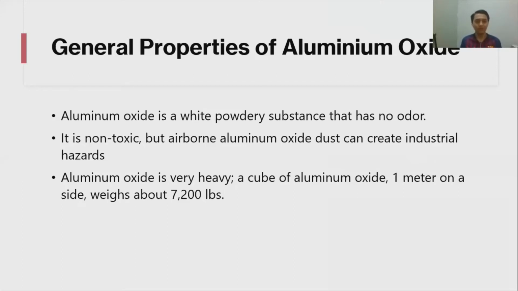Aluminium oxide is a white powdery substance that has no odor. It is non-toxic, but airborne aluminum oxide dust can create industrial hazards. Aluminum oxide is very heavy. For example, a cube of aluminum oxide, 1 meter on a side, weighs about 7,200 lbs.